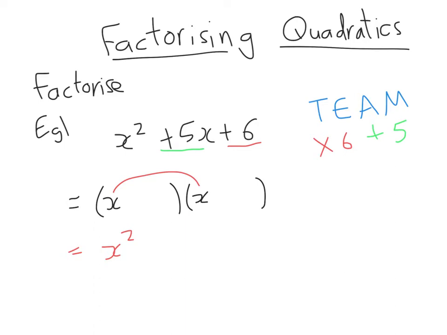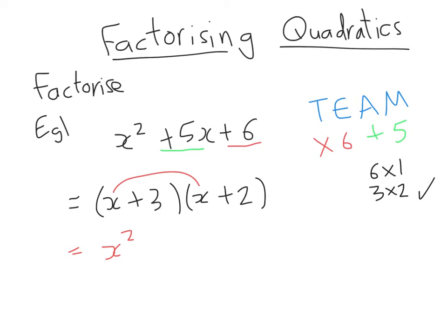You might know the answer, but if you don't, you just write a list. 6 times 1. Do they multiply to give 6? Obviously. But do they add to give 5? No, they don't. Then try another one. 3 times 2. Do they multiply to give 6? Yes. Do they add to give 5? They do as well. So the two numbers are plus 3 and plus 2.